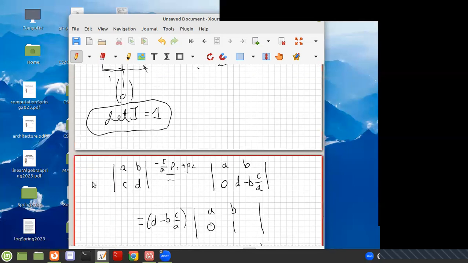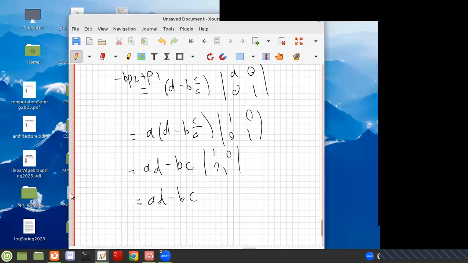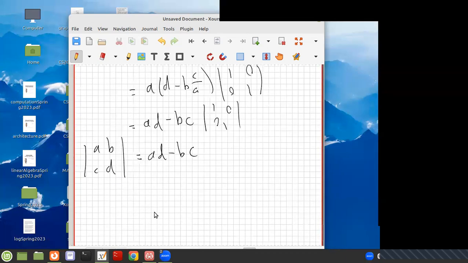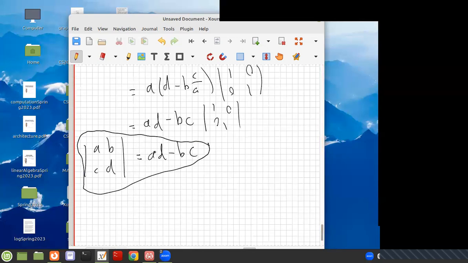So if you look up here, we can say that the determinant of A, B, C, D equals AD minus BC. I don't know if you remember this formula, but this is the formula for a 2x2 determinant. It turns out this formula is the area of the parallelogram defined by the columns AC and BD. It doesn't look like an area, but if I actually wrote out the geometry, it would work that way.